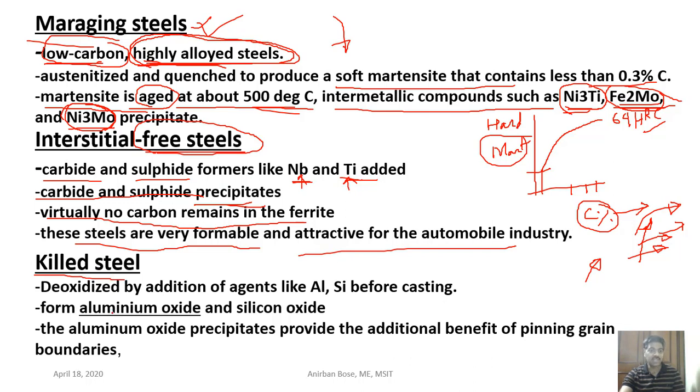Now another one, which is the killed steel. In a killed steel, basically some deoxidizing agents like aluminum and silicon are used even before casting. Then what happens?